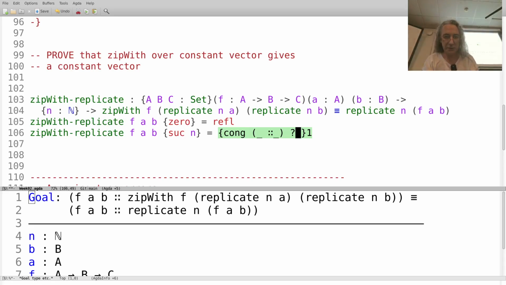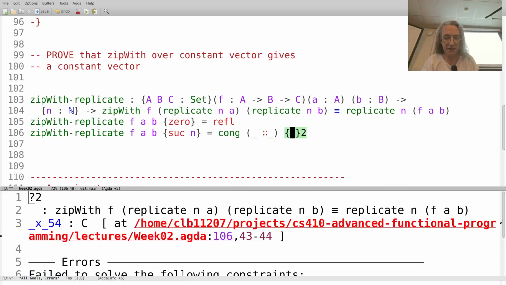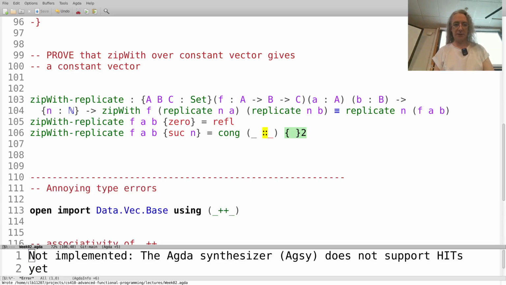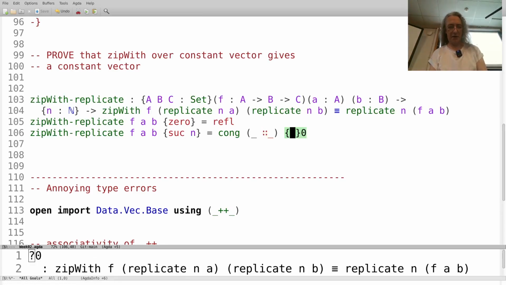So when I do Control-C, Control-Space, that goes in the hole. And now we've got something which looks fabulously like the induction hypothesis. Let's see if Control-C, Control-A gets it. Oh, nope. Ha. That's a bizarre error message.